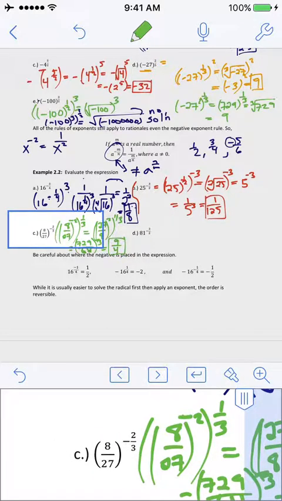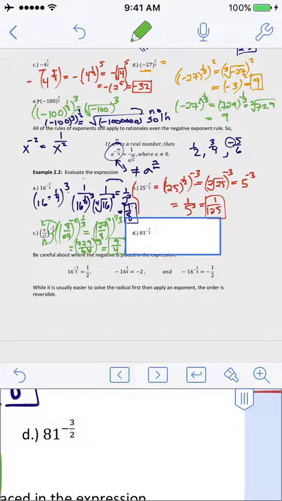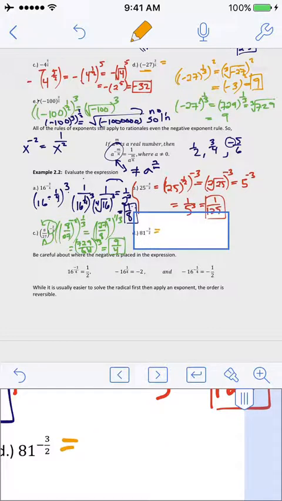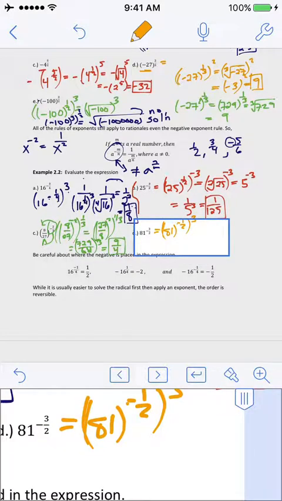The distribution property says if you have an exponent on both the numerator and the denominator, you just distribute it to both. And the last one, 81 to the negative 3/2. Okay, so that would be 81 to the negative 1/2 to the third. Again, I split it up into 3 separate pieces, right? The negative, the 1/2, and the third.